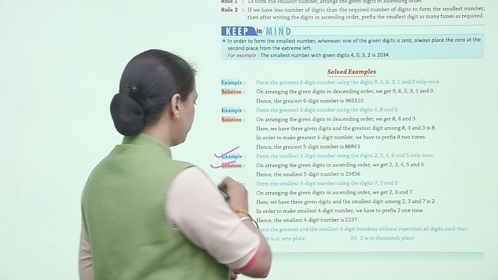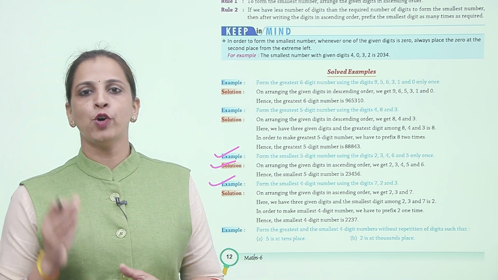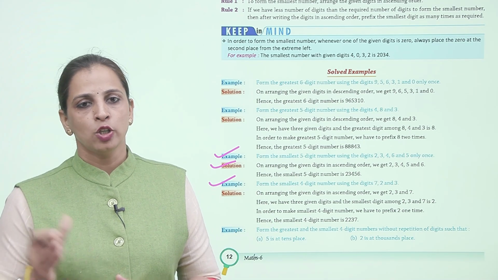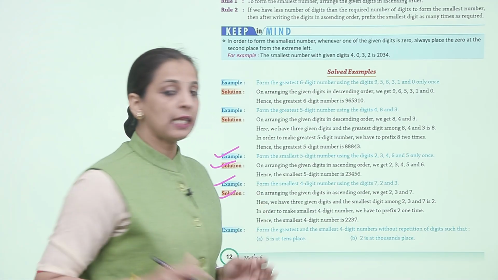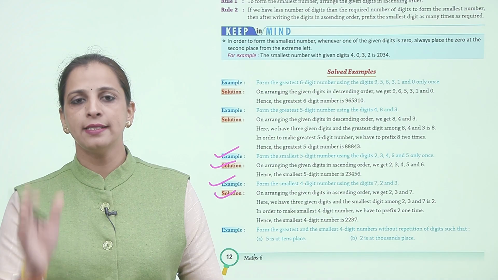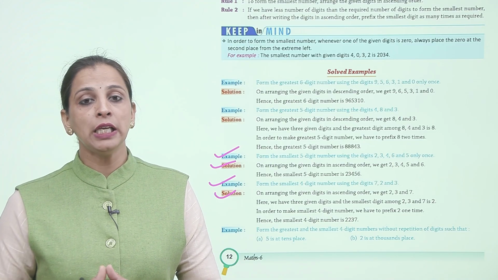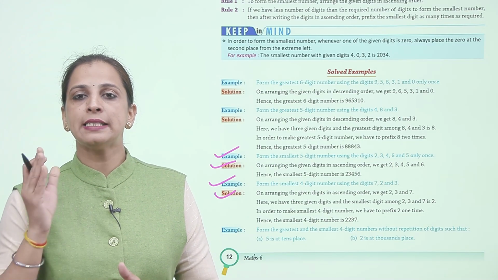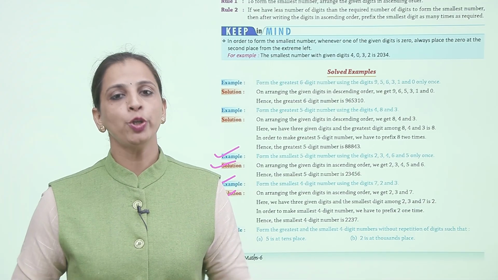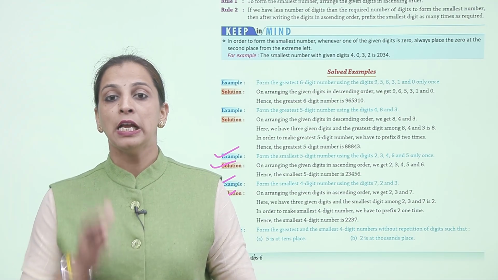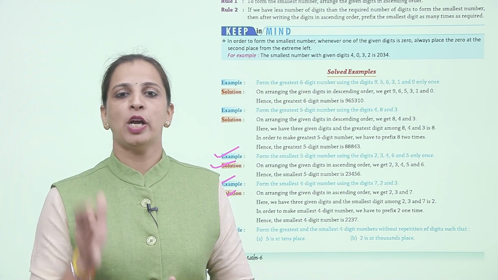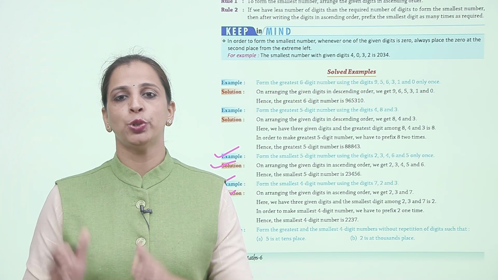Now, next example. Form the smallest 4 digit number using the digits 7, 2 and 3. Solution करते हैं. On arranging the given digits in ascending order, we get 2, 3 and 7. Here we have 3 given digits and the smallest digit among 2, 3 and 7 is 2. In order to make smallest 4 digit number, we have to prefix 2 one time. Hence, the smallest 4 digit number is 2237.